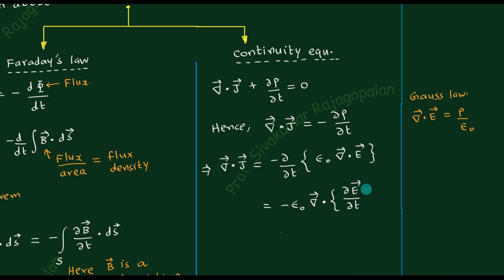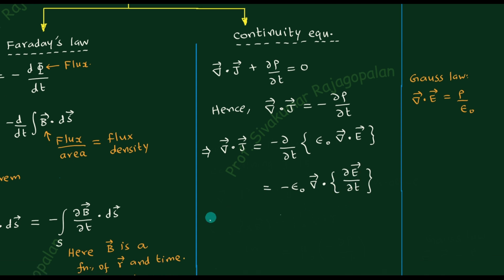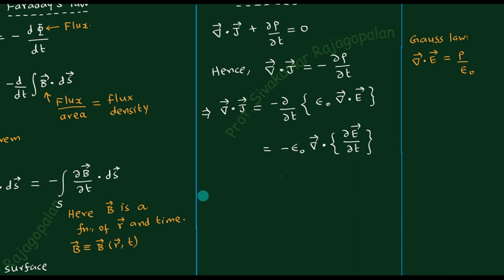And as usual, you know what we are doing. The differential operator and the time derivative operator, we are interchanging. So the del operator came outside, time derivative gone inside. That's all about it. And then let us take this quantity to the left side of the equation, so that I will be writing that the divergence of J plus, I'm taking to the left side, that's why it is plus epsilon naught into dou E by dou T equal to 0.